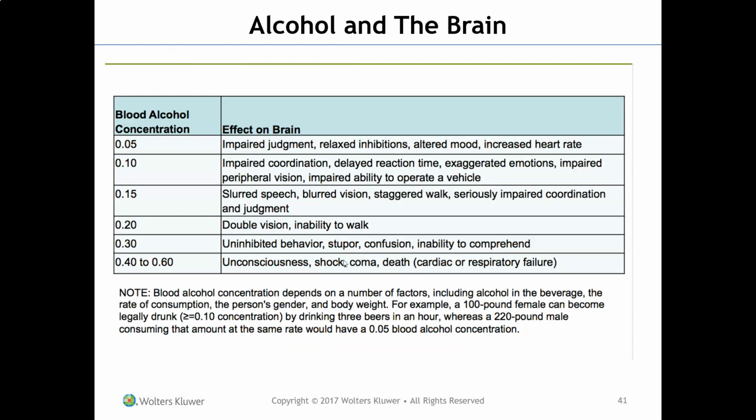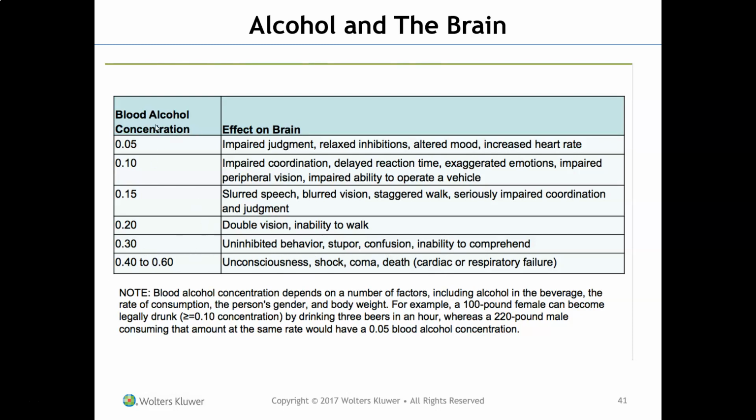And again, this is alcohol in the brain. At 0.05, you have impaired judgment, relaxed inhibitions, altered mood, increased heart rate. 0.10, which is legally drunk in most states: impaired coordination, delayed reaction time, exaggerated emotions, impaired peripheral vision, impaired ability to operate a vehicle. 0.15, slurred speech. 0.20, double vision. 0.30, uninhibited behavior. And 0.4 is mostly coma and death.